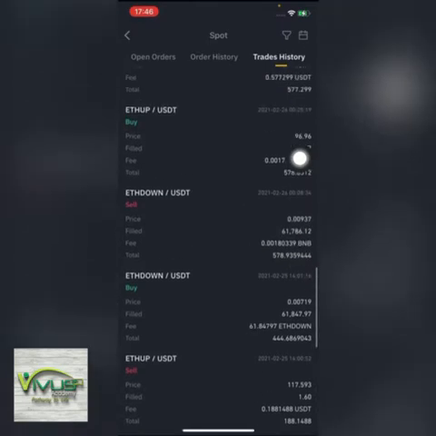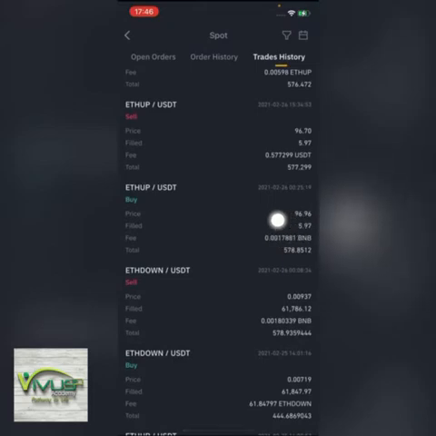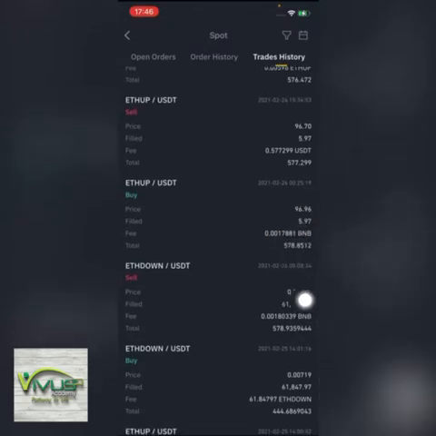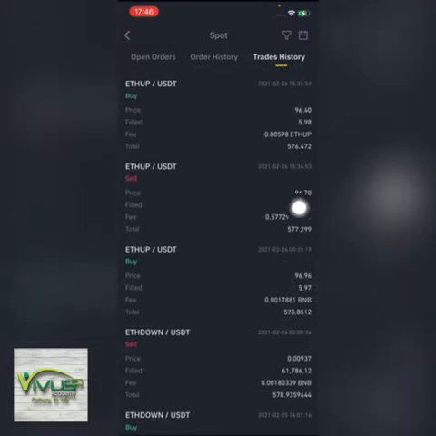Then immediately I entered Ethereum up with that same money. Look at the total, the same money that I made from here, 578. I entered it on Ethereum up, the opposite direction. And I sold it at 577, which is at a loss, because I saw that before this thing came back up, it moved down again. So I took it at a loss of like $1. Can you see it? At a loss of $1.